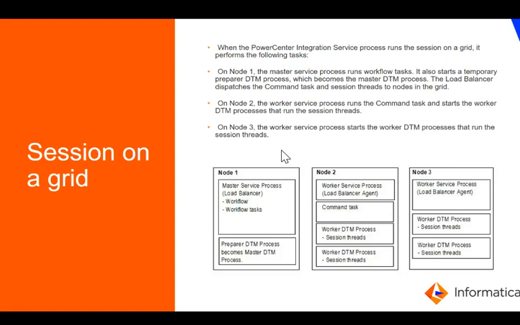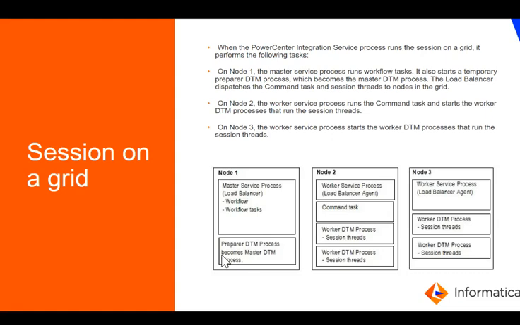The preparer DTM prepares the mapping that it has to run, prepares the partitions that are supposed to come up, and informs the load balancer about what all the tasks within that particular session are that need to be executed. Then the load balancer goes through its scenario of metrics or non-metrics or round robin fashion, and for each of those particular partitions of that session, it will dispatch tasks to all the worker nodes, the worker service processes of the Integration Service.